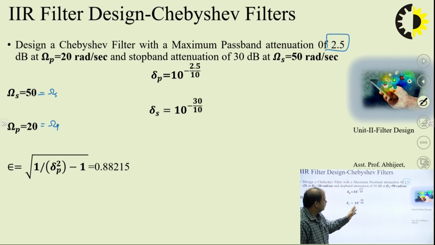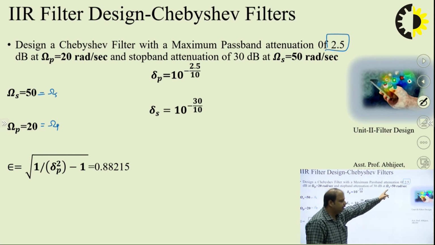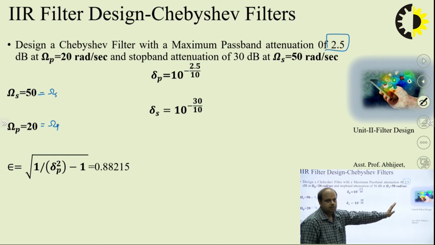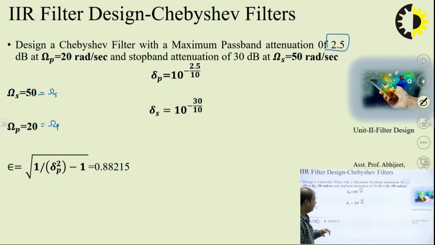Similarly, delta s will be 10 raised to the power minus 30 by 10, because at attenuation omega s, which means after omega s, the minimum attenuation that is required is 30 dB. You can have more attenuation, means lower magnitude values. Minus 31 is allowed, but minus 29 is not allowed. So according to that, delta s comes like this.